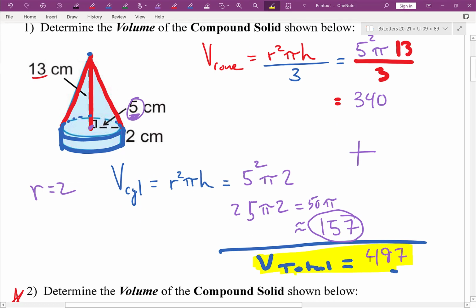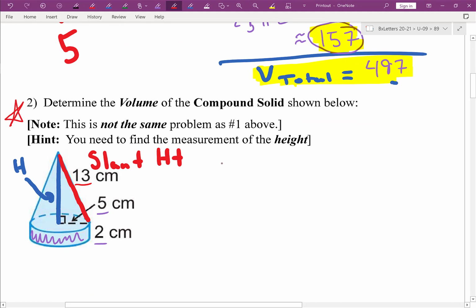And the reason why I redid this one, well, one, it's wrong, but two, this cylinder volume is the same in both pictures. It has a height of 2 and it has a radius of 5. So that's not going to change anything. I'm just going to carry that calculation down here. The volume of the cylinder is 157.